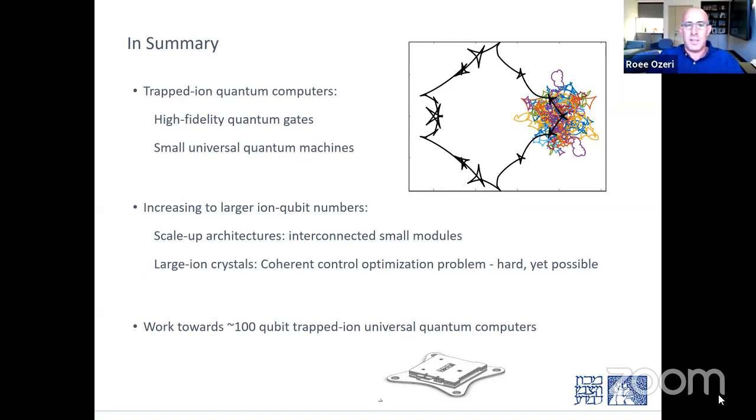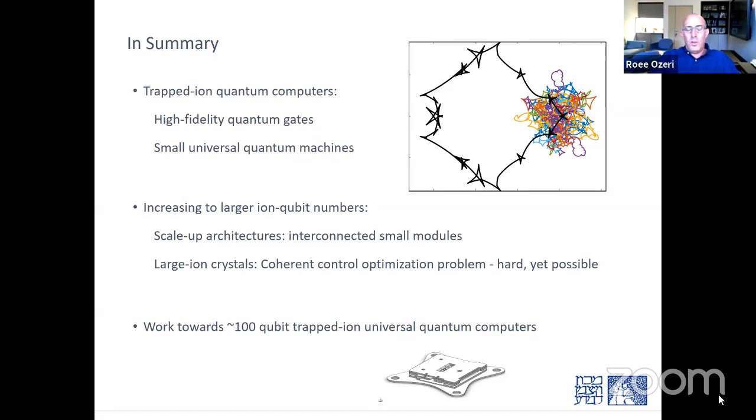So to summarize and maybe give you a little bit of the take-home message, I think the status now of trapped ion quantum computers is that we, as a trapped ion quantum computing community, can build high fidelity, small universal quantum machines and execute quantum algorithms on a few trapped ion qubits. And we're working on increasing these to a few tens of ion qubits.